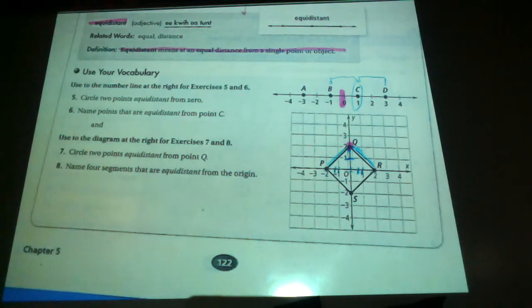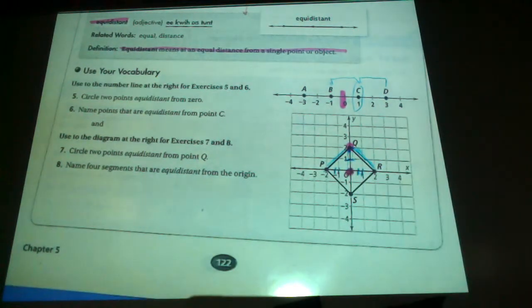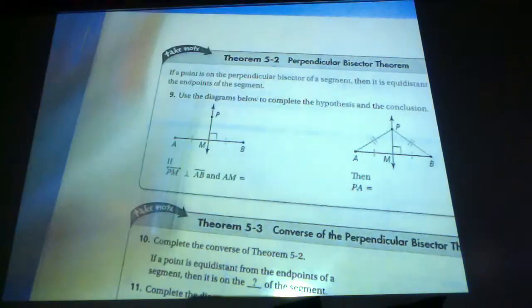So what points are equal? What point are all points Q, R, S, and P equal distance to? The origin. So all 4 of the points are equal distance from that origin. All 2 units away, and that's your north, south, east, west. All right, so flip it. Brings us to a theorem.